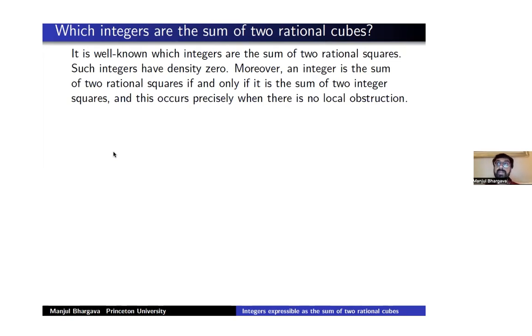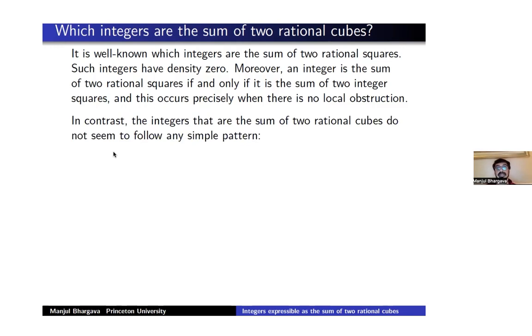So the case of the sum of two rational squares is very well understood. A number is the sum of two rational squares if and only if it's the sum of two integer squares, and that occurs precisely when there's no local obstruction. And that gives you an explicit description of which integers are the sum of two rational squares, namely those whose prime factorization has all primes that are 3 mod 4 occurring to an even power. And such integers have density zero. And so that's the full story for the sum of two rational squares.